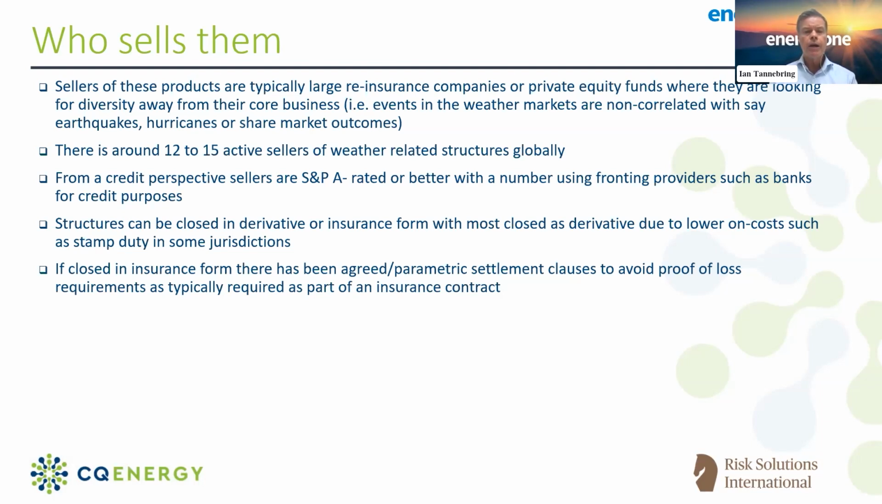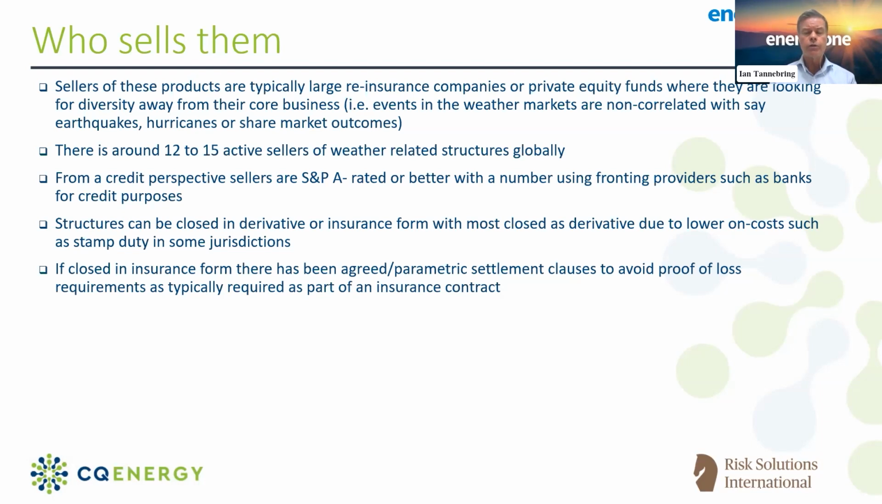And what we do find with some counterparties where they may not have a strong credit, they typically use a fronting service where they may use a bank or someone like that, where they will cash collateralize and then provide some sort of bank guarantee or parental guarantee from a strongly rated parent. The structures themselves can be closed in either derivative or insurance form.